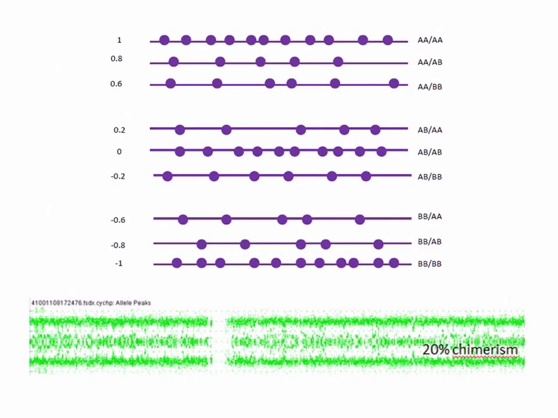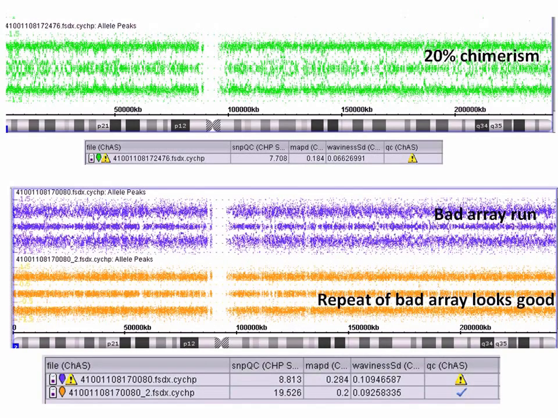And so it can look a little hard to see, especially if you've had some cases that just have bad data. So I'm comparing a case with 20% chimerism with another case where we just had bad quality DNA. When we re-extracted the DNA and ran it, we got good quality. So I think it's important to get used to when you should redo the array, and when there is a good biological explanation. If that makes sense. And you can use your other QC metrics to help. This one with a bad array also had high MAPD and higher waviness.